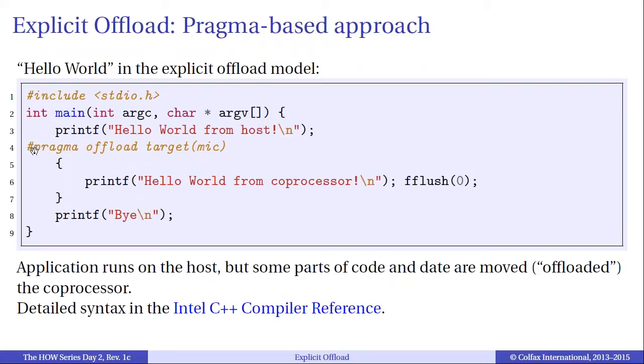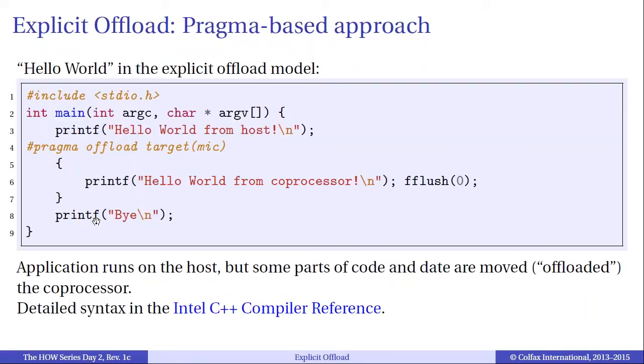And at runtime, this pragma will cause communication between the application and the Xeon Phi driver. And at runtime, this compiled code will be transferred along with some data across the PCI Express bus to Xeon Phi. It will be executed on Xeon Phi, and then the results will be returned back. And as you can see, I have a closing parenthesis and then I print bye, and this line will actually be executed on the host.